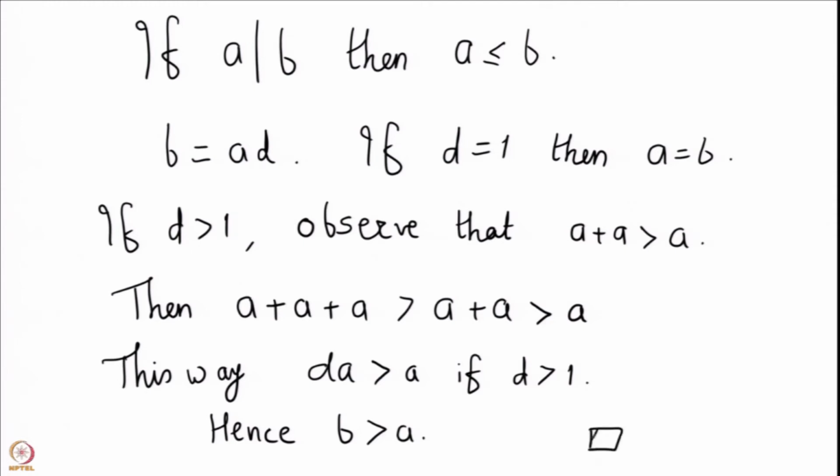This completes our proof. Once again, there were two possibilities. Either you could write B as A into 1, in which case you get equality, or you could write B as A into D, which is bigger than 1, and then we get that B is strictly bigger than A. It is not equal to A, but it is strictly bigger than A. So, let us just repeat what we have proved until now.